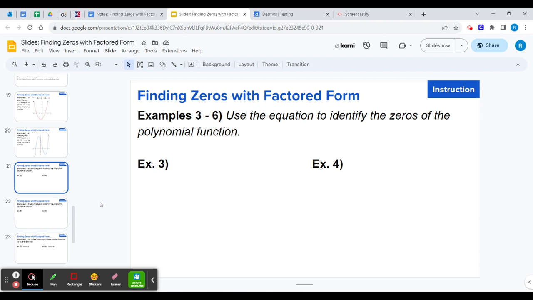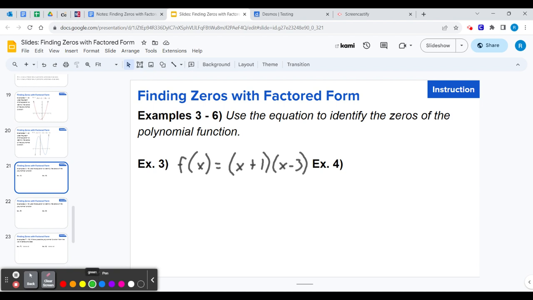So now that we've practiced it a few times connecting the graph to the equation, we are just going to use the equation to identify the zeros of the polynomial function. So let's throw in an example here where we have the function f of x equals x plus 1 times x minus 3.